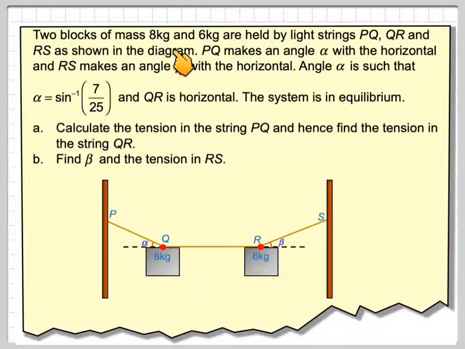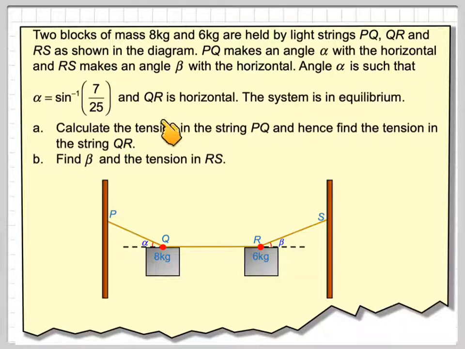Two blocks of mass 8 kilograms and 6 kilograms are held by light strings PQ, QR and RS as shown in the diagram. PQ makes an angle alpha with the horizontal and RS makes an angle beta with the horizontal. So we've got three strings. This angle here is alpha and this angle here is beta.